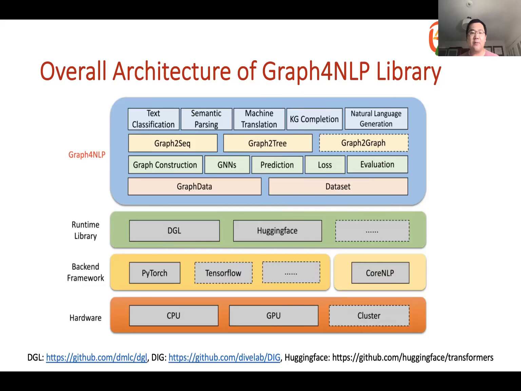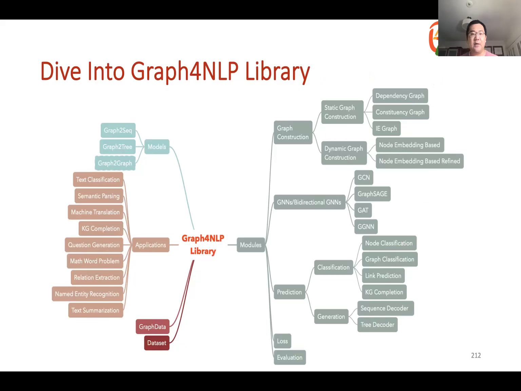And on top of that are the different NLP tasks. Currently, we provide more than 12 different NLP tasks supported by our library. And you are also free to develop a new NLP task built on the building blocks that we have been providing here. And here is our basic Graph4NLP library. You can see that we have modules, we have models, we have applications, we have the data and graph data component.